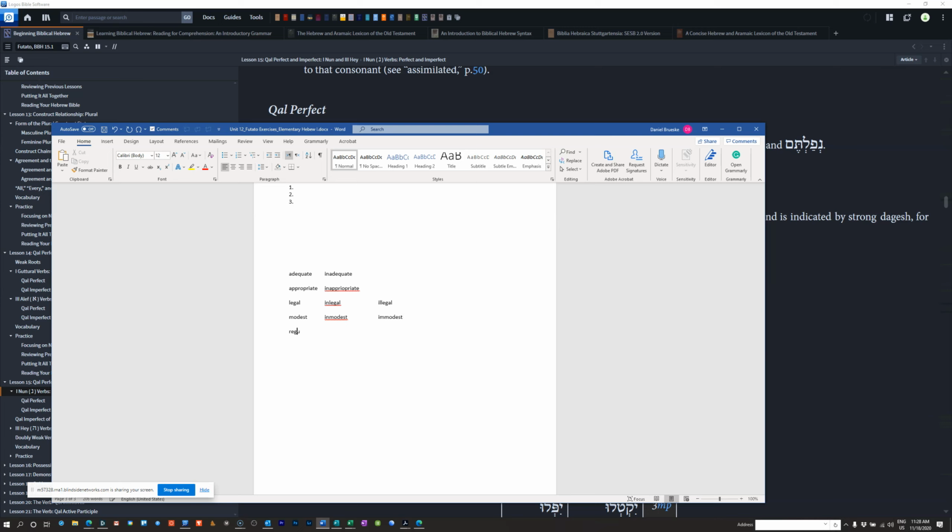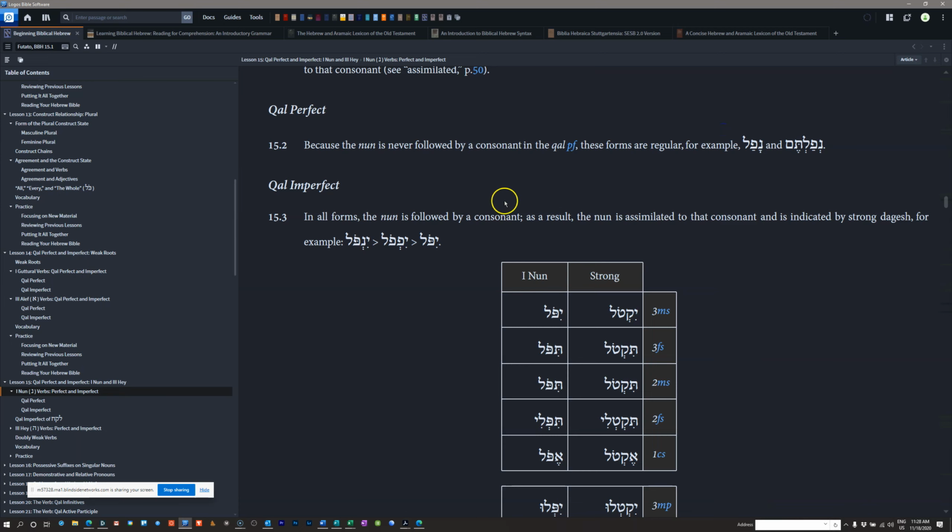All right, same thing for regular. If something is not regular, we don't say inregular. That noon, that N, would assimilate into the next letter, and we would say irregular. Okay? So this is a phenomenon that takes place in English as well. So don't be shocked when you see it here in Hebrew, because you've already seen it in Hebrew in the min preposition. You see it here again in the 1 noons.